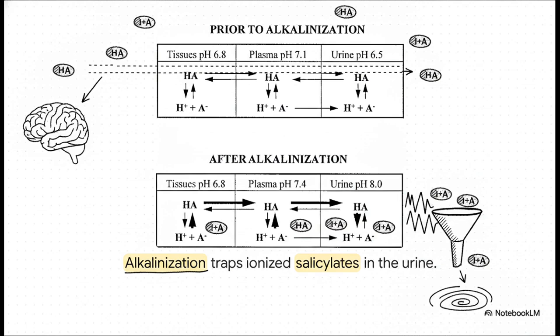However, by administering IV sodium bicarbonate, clinicians actively alkalinize the patient's blood and urine. Shifting that pH gradient between the tissues and the blood forces the weak salicylic acid to give up a proton. It becomes charged or ionized. And because charged molecules physically cannot pass back through those lipid membranes, the salicylates get pulled out of the tissues into the blood, and are ultimately trapped right in the renal tubules. From there, they can be safely excreted without being reabsorbed.